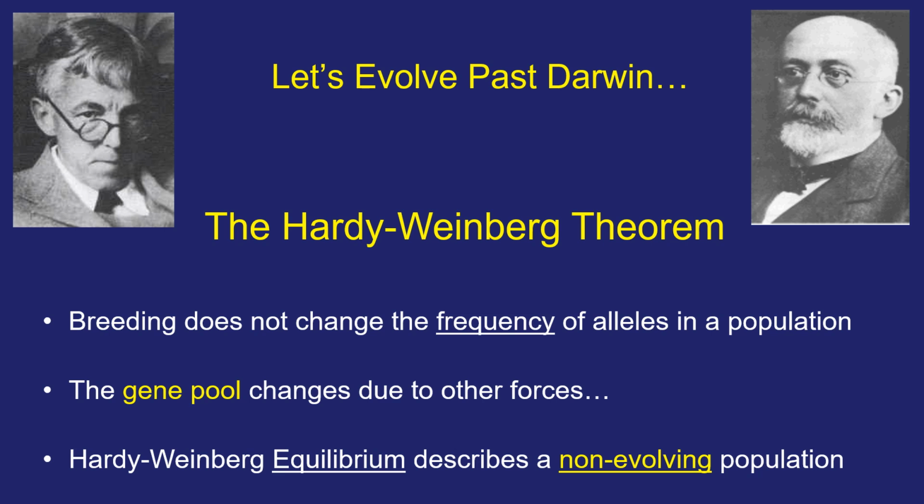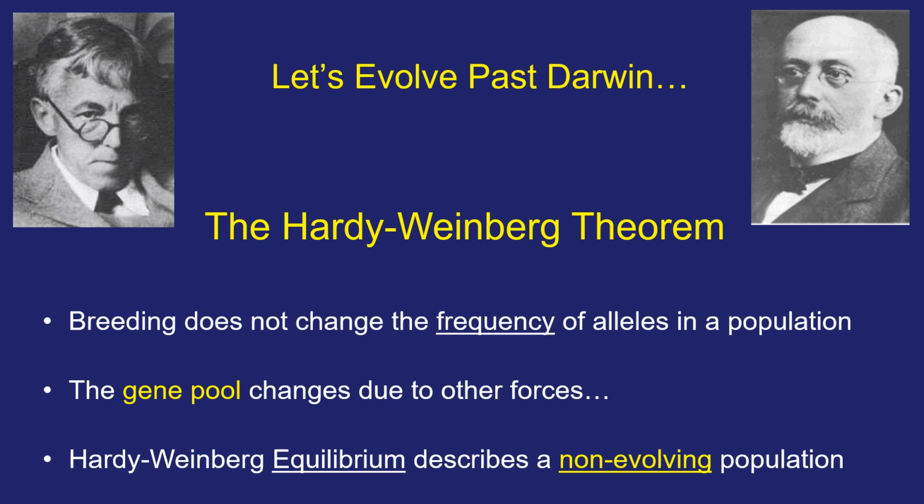And now it's time to introduce Hardy and Weinberg. Hardy on the left was a mathematician. Weinberg on the right was a doctor, a gynecologist actually, and the two of them independently came up with a theorem that allowed them to predict the frequency of alleles in a hypothetical population.